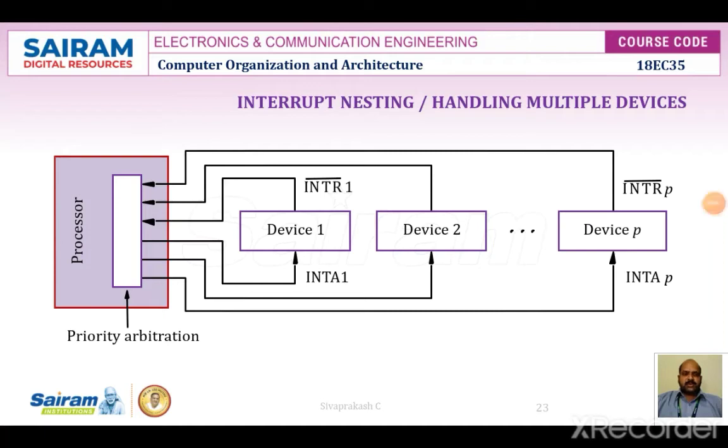Good morning, students. In this video, we are going to describe interrupt nesting. A multiple priority scheme is implemented by using a separate INTR and INTA line for each device. Each INTR line is associated with a different priority level.